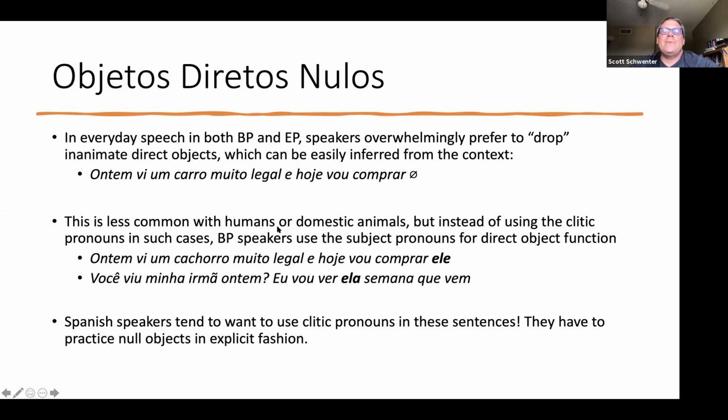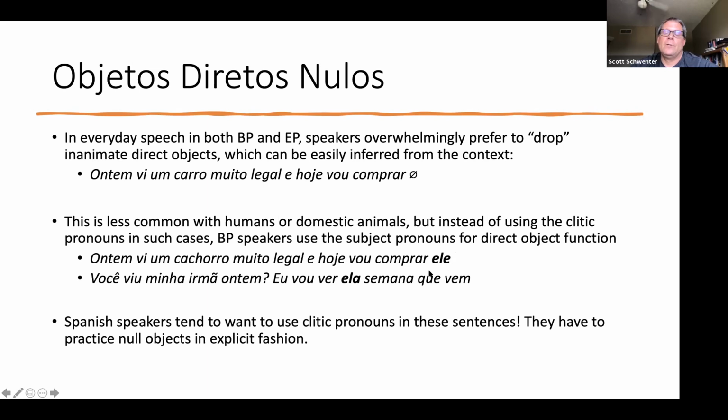But when you talk about humans or domestic animals, like people's pets, what will Brazilian Portuguese speakers do? Well, they won't use those other pronouns that we saw before, like the o and the os. They'll use the subject pronouns for direct object function, at least in the spoken language. So if I here change a car for a dog, so cachorro is any dog in Portuguese. It's not a puppy like it is in Spanish, right? Ontem vi cachorro muito legal e hoje vou comprar ele.